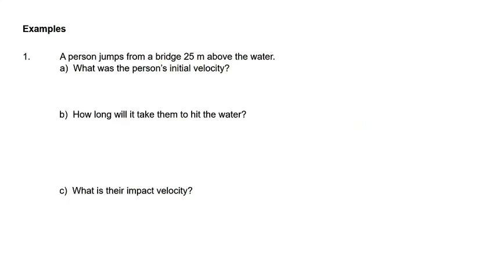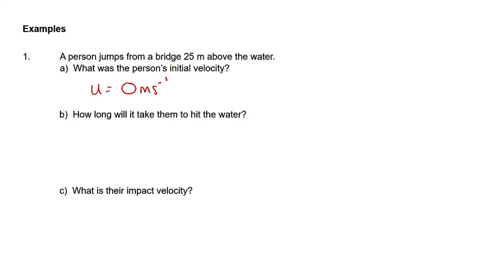Okay, so let's go into this first example. A person jumps from a bridge 25 meters above the water. What is the person's initial velocity? So we assume if anything's being dropped or if someone's jumping from something, unless stated otherwise, we assume that the initial velocity is 0. So sort of just stepping off the bridge with an initial velocity of 0. So u equals 0 meters per second. How long will it take them to hit the water?